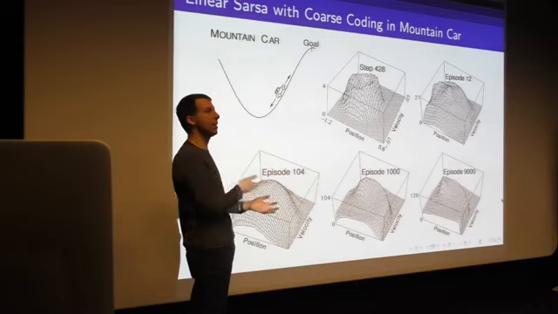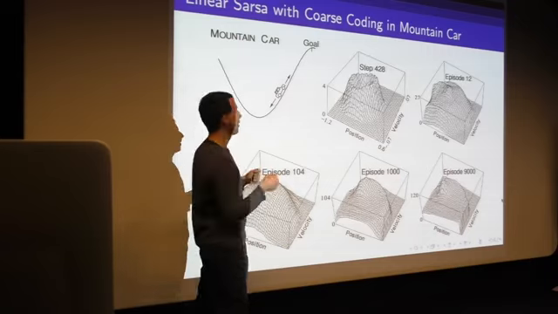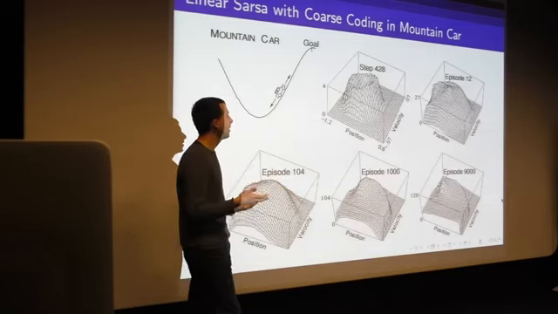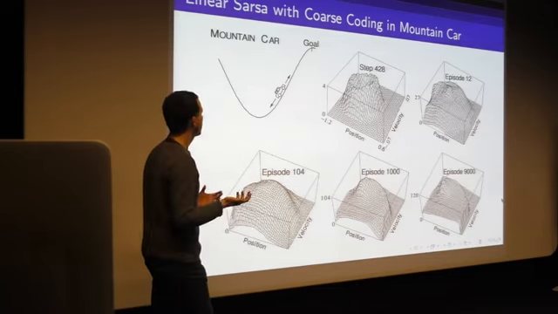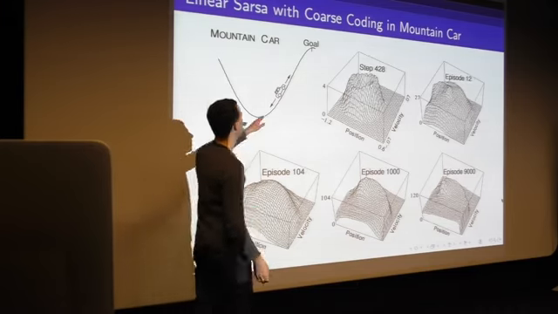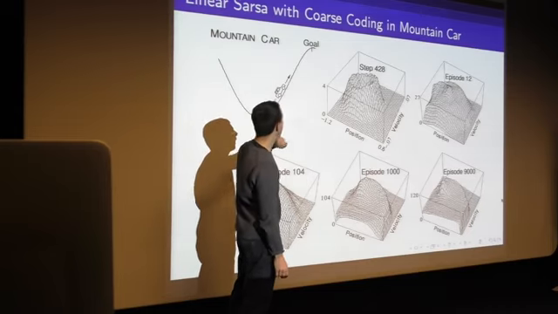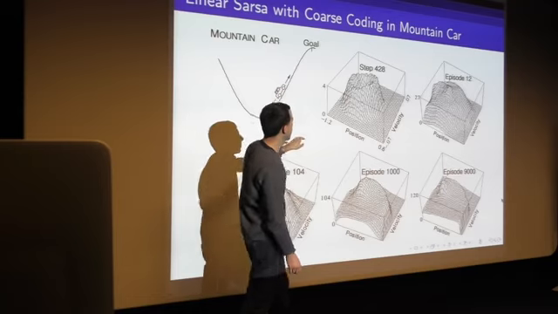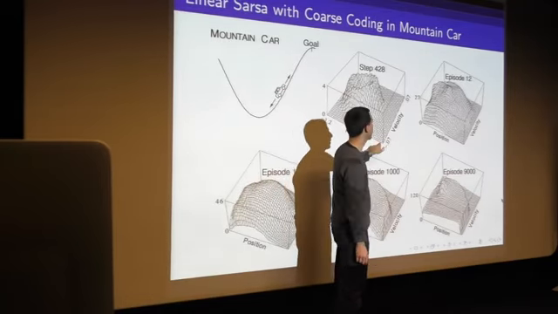How do you do this without saying anything about the MDP, about the dynamics? We want to do this all model free, and we want to solve this using function approximation. So what's the state space in this problem? Well, the state space is the position of this car in this continuous state space. And it's also got some velocity.